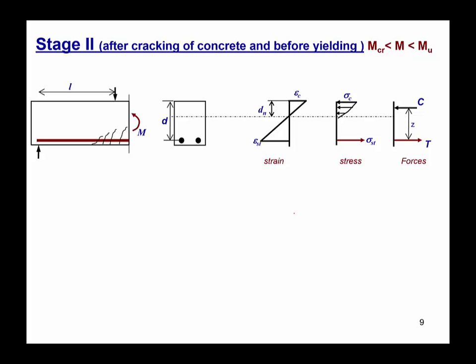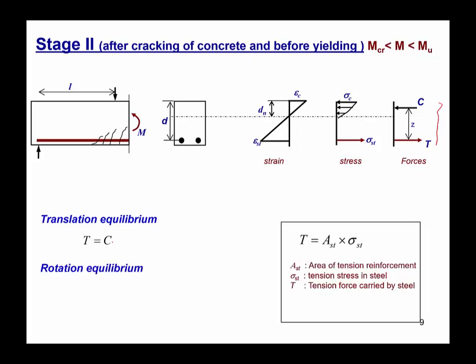So now for the horizontal equilibrium of these forces, the tensile force has to be equal to the compressive force, and the bending moment can be computed by taking the moment about point T, the point of application of T, or point of application of C. So the bending moment M, the external moment M, should be equal to C multiplied by Z or T multiplied by Z.